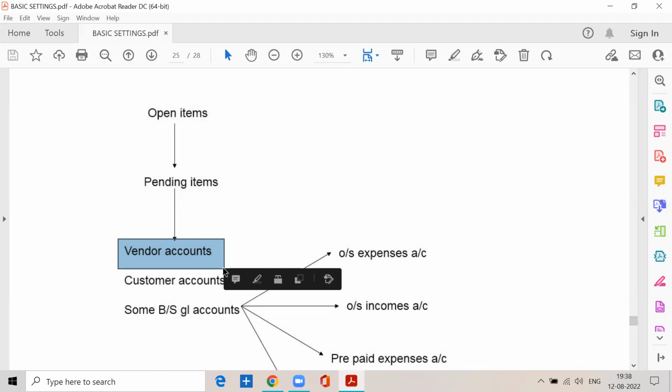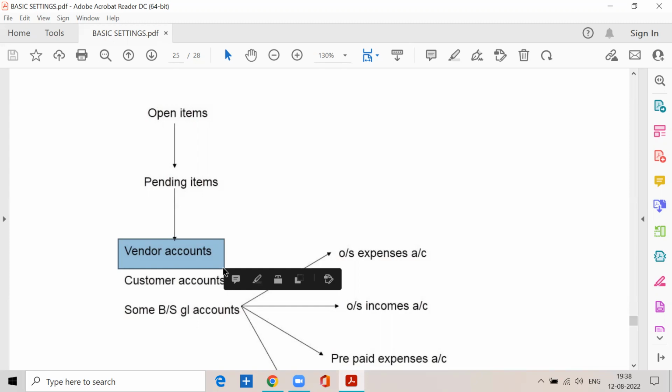When you post the invoice in the system, it will display this invoice in the red color, meaning that it is open item. Open means pending. So this invoice is pending for payment. So when do we make the payment on this invoice? On 30th day, because vendor has given 30 days credit. So we make the payment to vendor on 30th day only.